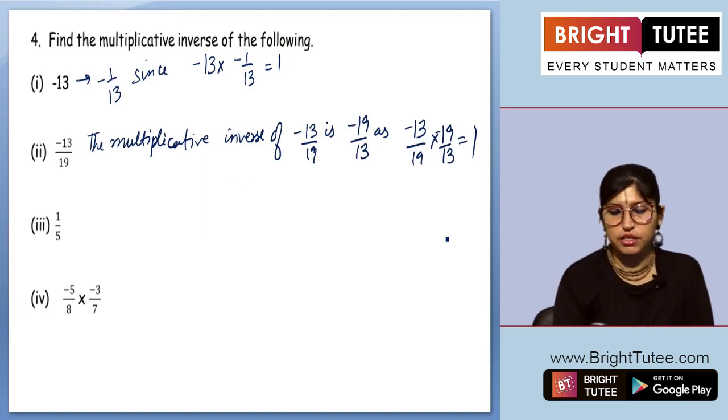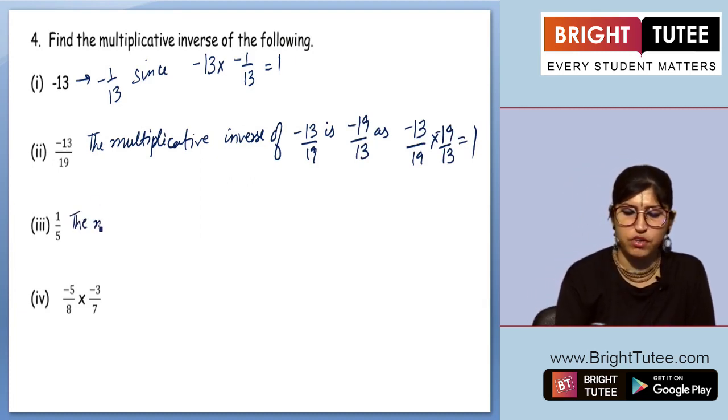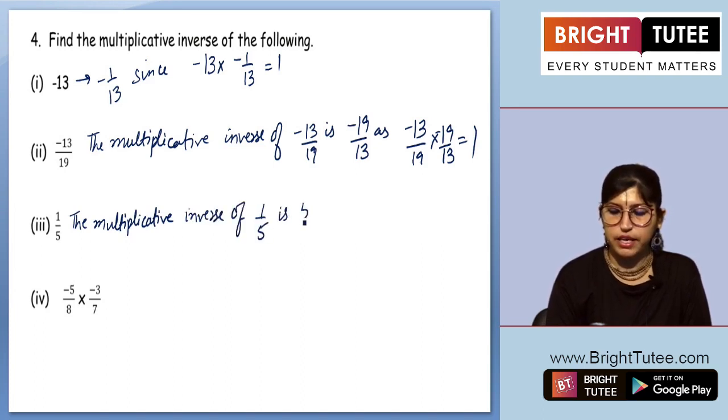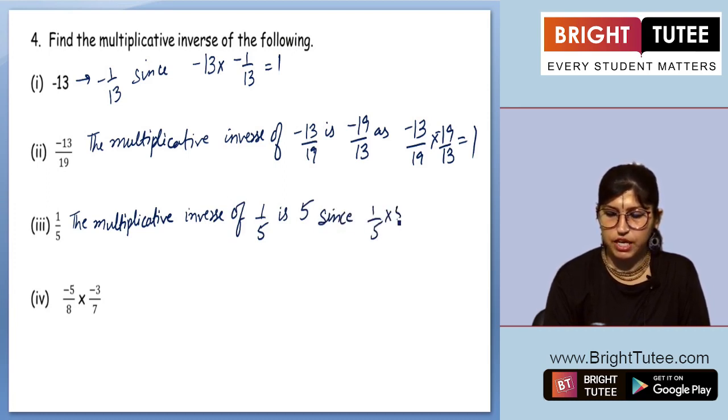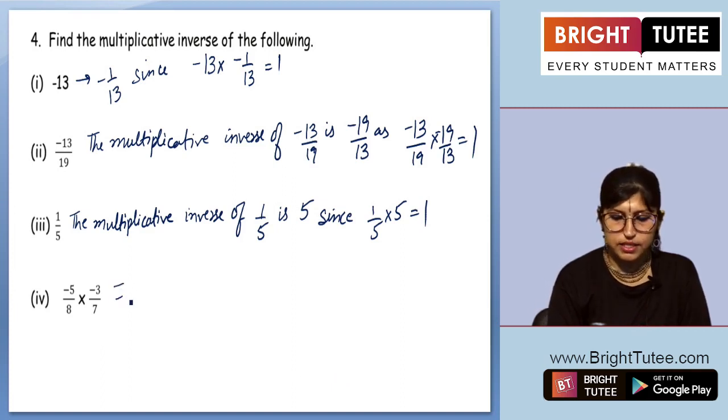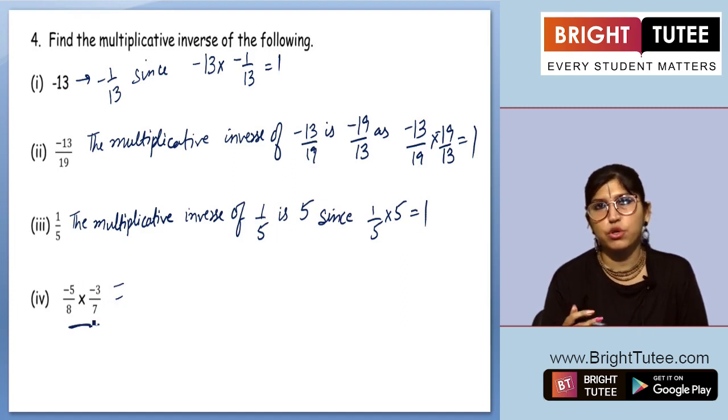Let's move on to another part. I hope you can do it yourself. Give it a try. I hope it will not take more than a few seconds to give an answer. The multiplicative inverse of 1 by 5 is 5, since 1 by 5 times 5 equals 1. Last but not the least, we'll multiply and solve this first, and then we'll move on to the final answer.